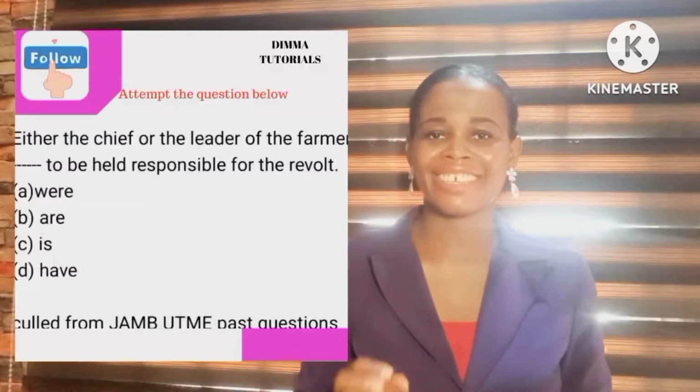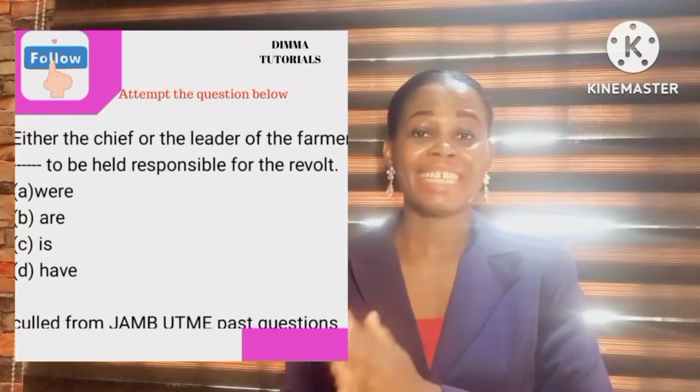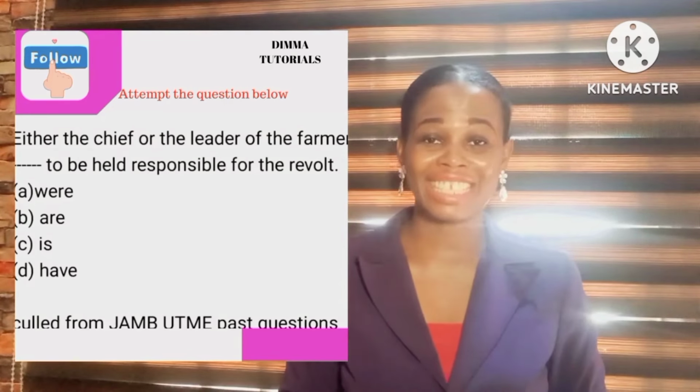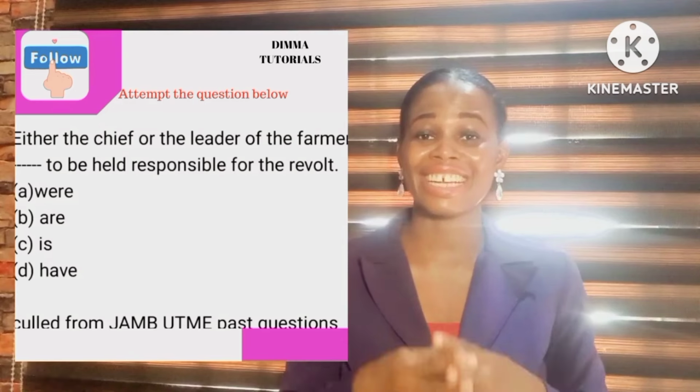So that is it about either or and neither nor concords. Hope you understood the lesson. So the correct answer to the question is option C, is, because the leader of the farmers refers to one individual. So you're going to select an option that is singular. So option C is the correct answer.